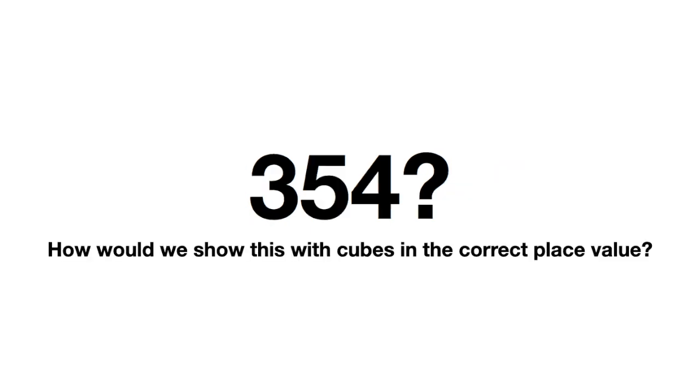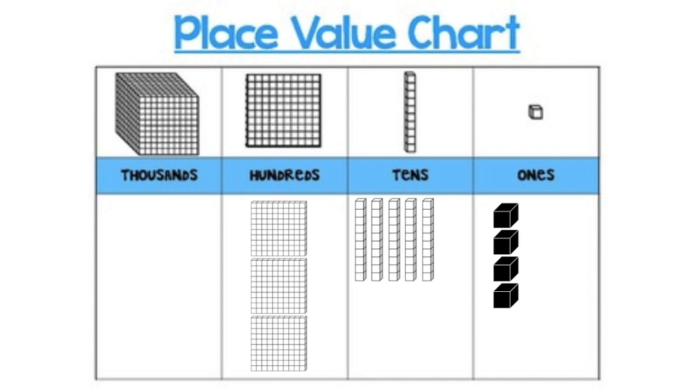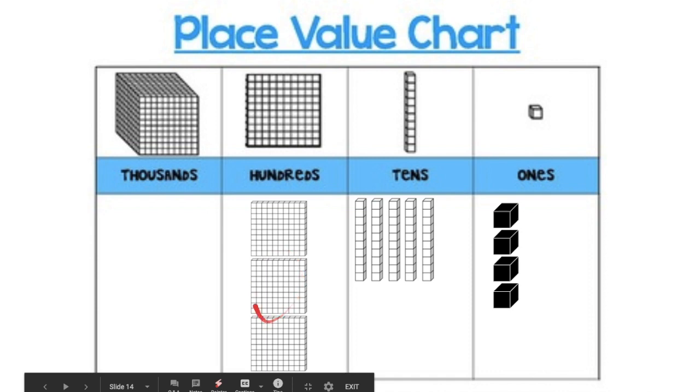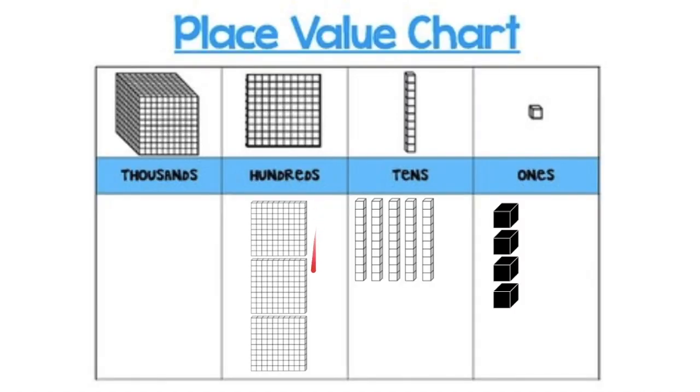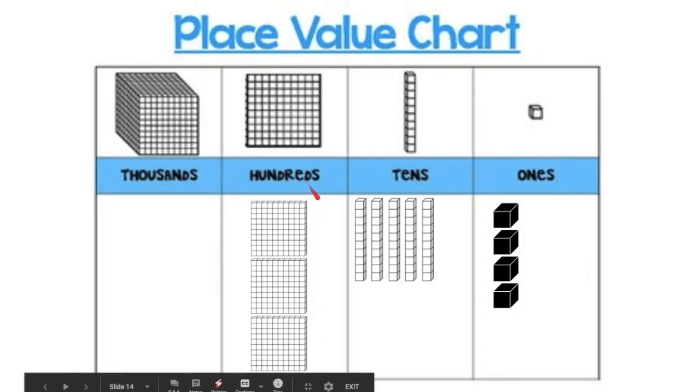So 354, how would we show this with cubes, lines, dots, squares, etc.? Let's take a look. We are going to start in our hundreds place value. As you can see, we have 1 hundred, 2 hundreds, and 3 hundreds. So that is 300 right there. That is going to represent our 3 in the hundreds place value.